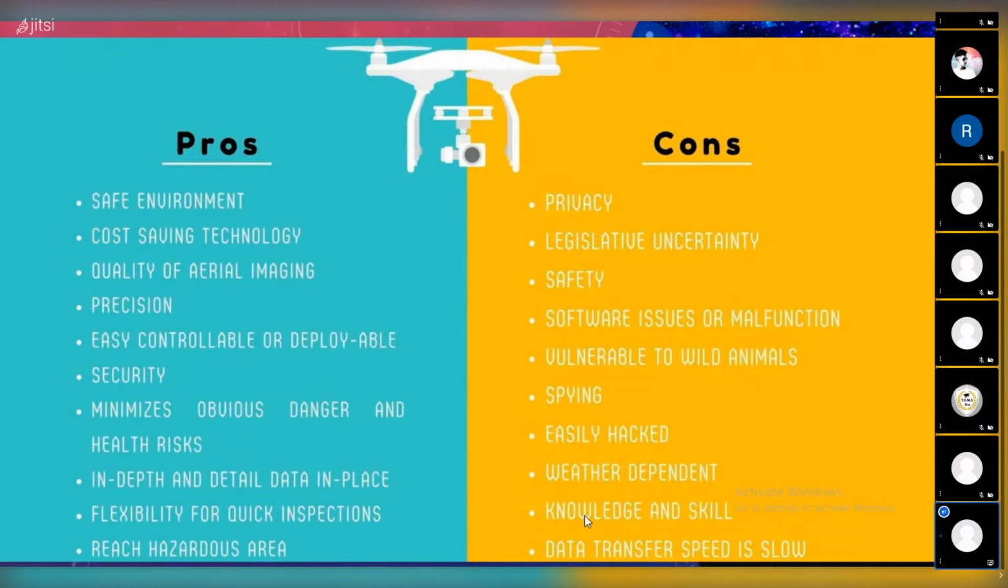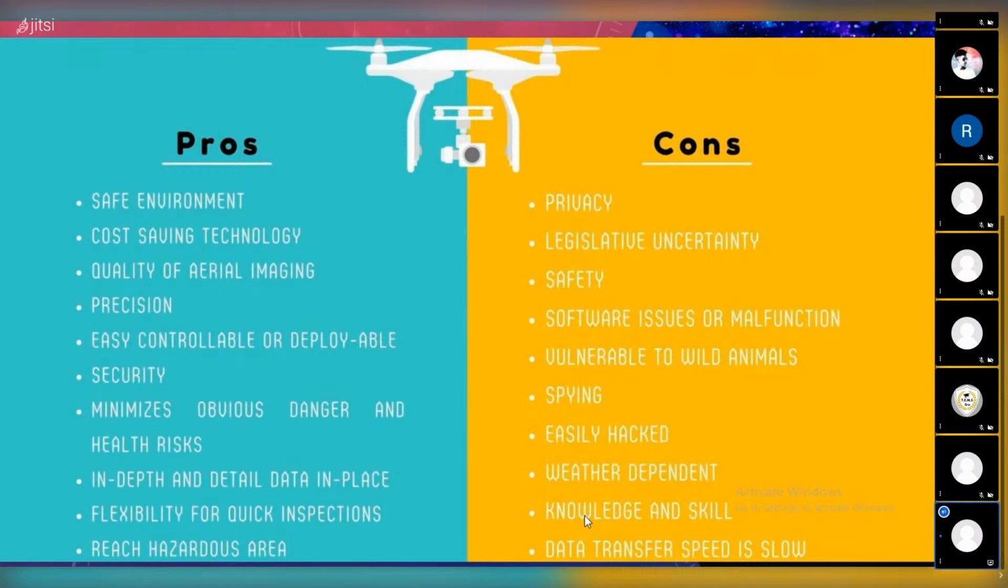Then the flexibility in quick inspection. If you want to inspect a windmill, let us say a blade has been damaged, for a person to go and inspect that blade, he has to make some construction, maybe an elevated platform or something. But with a drone, you don't have to do a thing. You just unpack it, fix it, put in a battery, and you are ready to check. And similarly, hazardous areas, like I previously discussed. So the cons: yes, every technology has its pros and its cons. So here are some of the cons for drones as well.